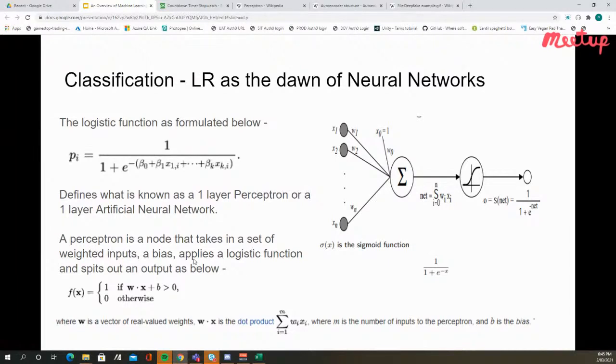This perceptron is a node that takes in a set of weighted inputs, applies a logistic function, and then spits out an outcome. Where if the dot product of the vector with your weights multiplied by your input value x, plus the bias, is greater than 0, it'll return 1. Otherwise, it won't return anything.